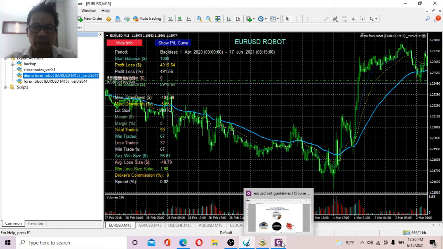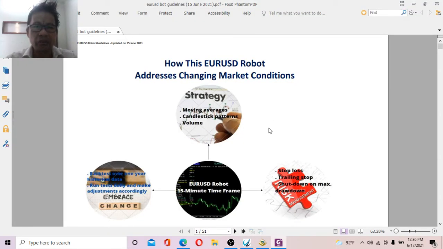Now, first of all, I'd like to talk about the structure of my robot. So what's going on inside my robot? There are three components in my Forex robot. First is strategy. Second, risk management. And the last component, which I just came up with, is the solution to the problem of changing market conditions, as I said above.